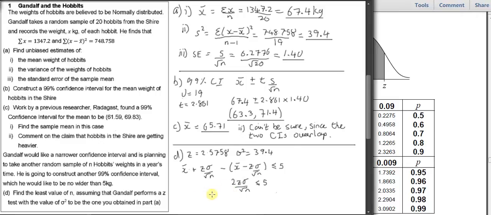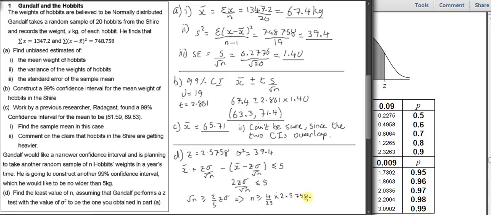We can see that if we multiply both sides by root n and then divide by 5, we end up with the inequality that root n has got to be greater than 2/5 of z sigma, which we can square to give us that n has got to be at least 4 over 25 times z squared. Now I'm going to put the values in because I know them.